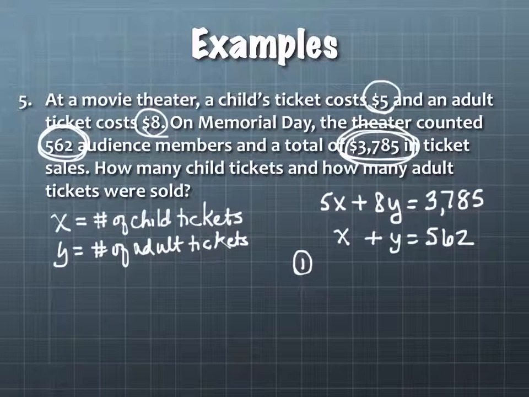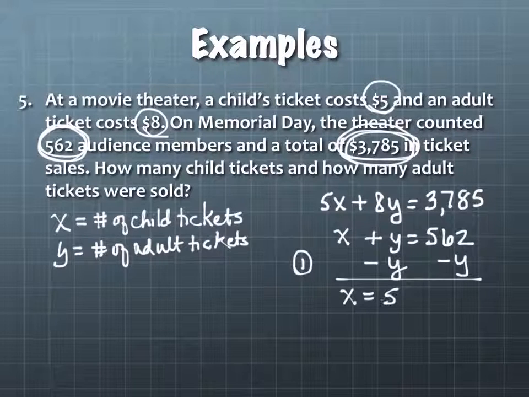This is step 1, so I'm going to write it down. x. Okay, Brendan says x, which means he wants to subtract the y to the other side. So he's going to have x equals 562 minus y. That's step 1. Solve one equation for one variable and you get to pick. Step 2 says I'm going to do what? Substitute the value. Yeah, I'm going to substitute that.